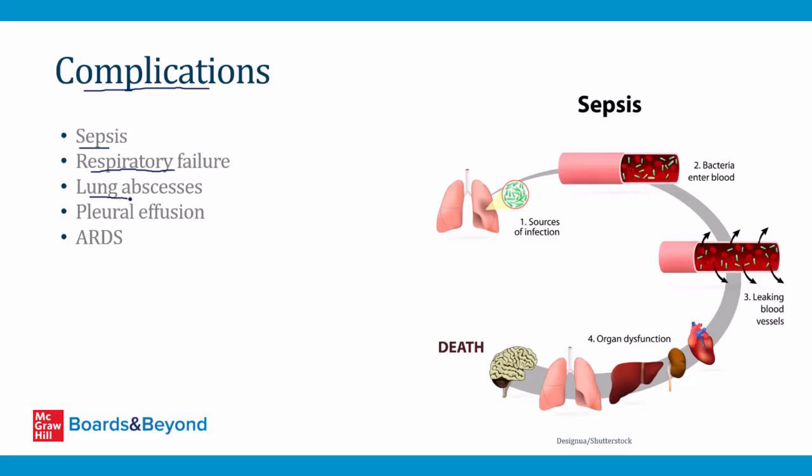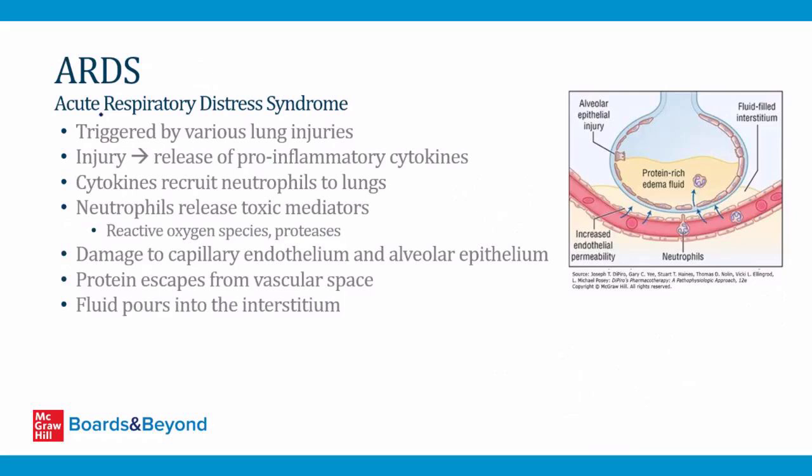You can get a lung abscess from pneumonia, pleural effusions can develop, and lastly, ARDS is the acute respiratory distress syndrome. This is a classic complication of pneumonia, although it can occur in response to other things, so let's talk about this now. So ARDS, or the acute respiratory distress syndrome, is a pulmonary syndrome triggered by a number of lung injuries. One of them can be pneumonia, but there are others.